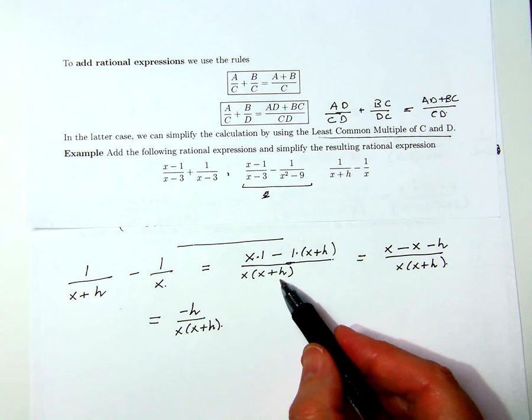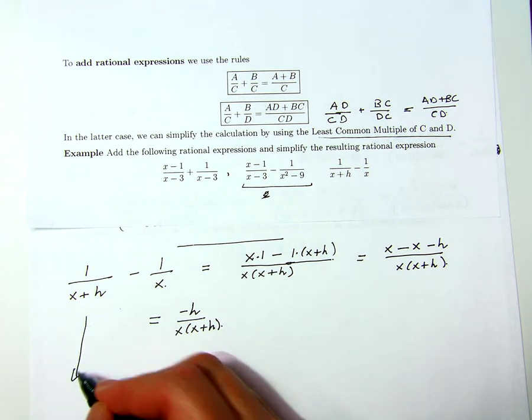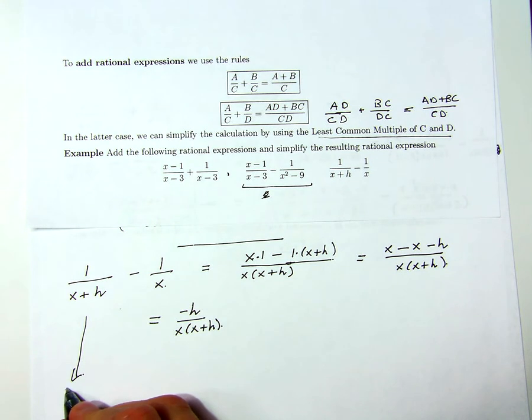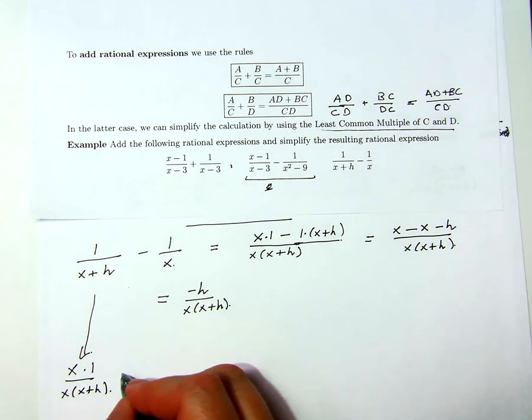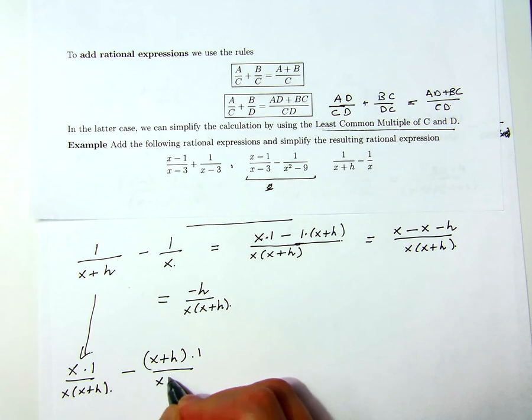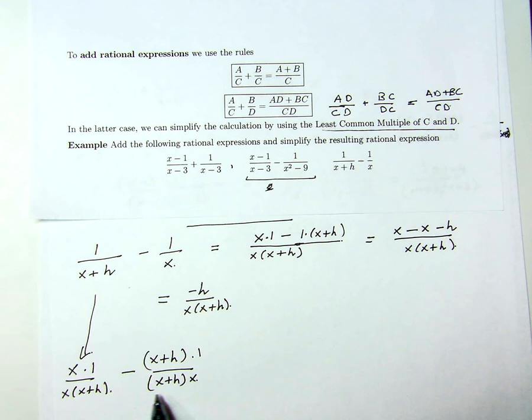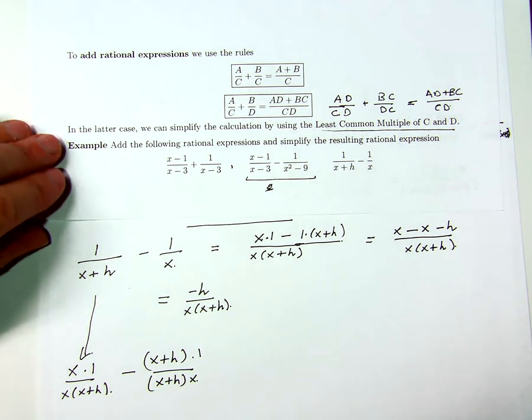If you're a little unsure of this calculation, you can always write this as x times 1 over x times x plus h minus x plus h times 1 over x plus h times x, and now you have the denominators are the same, and you can just subtract to get this quantity here.